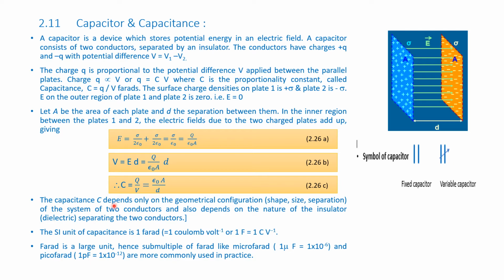The capacitance depends only on the geometrical configuration, that is shape, size and separation of the system of two conductors, and it also depends on the nature of the insulator, that is the dielectric separating the two conductors. The SI unit of capacitance is 1 farad, that is 1 coulomb per volt. Farad is a large unit. Generally, we use the microfarad, that is 1 into 10 to the power of minus 6, and the picofarad, 1 pF equal to 1 into 10 to the power of minus 12.